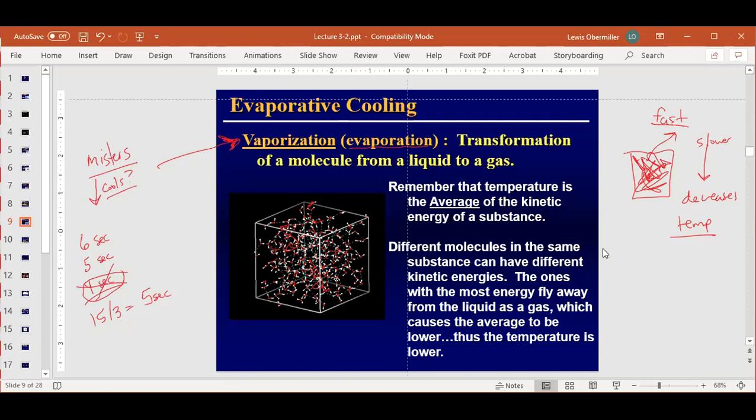And that's how evaporative cooling works. And that's why you sweat, right? Because you put liquid on your skin, it evaporates, the fast ones go into the air, and it makes your skin cooler because the sweat, the water left behind, actually is reduced in temperature, because that's the definition, right? The average kinetic energy of a system. So that's how evaporative cooling works. Any questions about that?